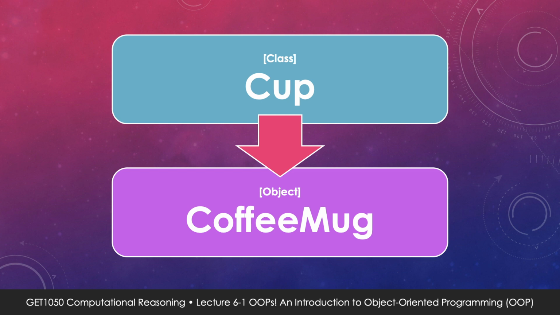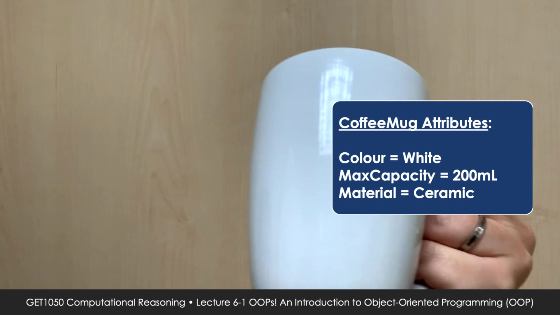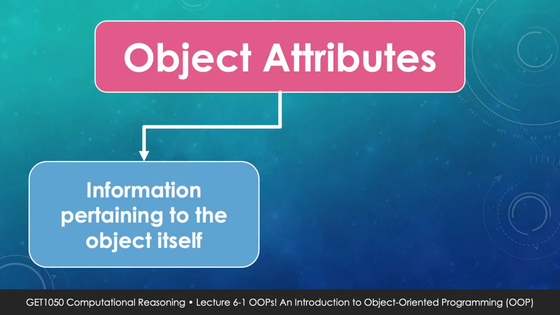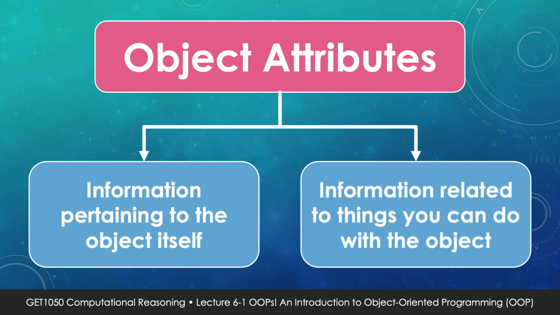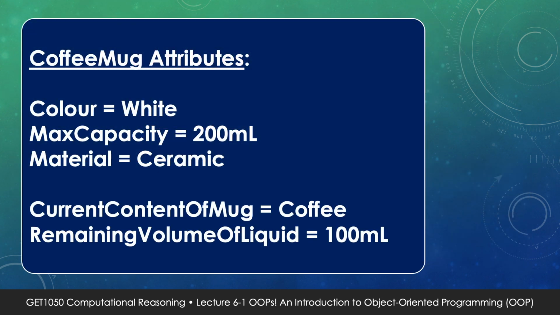Coffee mug is an actual object with several attributes like this. Color is white, max capacity 200 ml, material ceramic. These are but some of the basic attributes of the coffee mug. Now, the good thing about OOP is we don't need to just store information about the coffee mug's own attributes. The object itself can store other information or attributes related to its own purpose or function. For example, I can have current content of mug is coffee. The remaining volume of liquid is 100 ml. So we have a coffee mug object that contains coffee, no surprises there, that is half full.